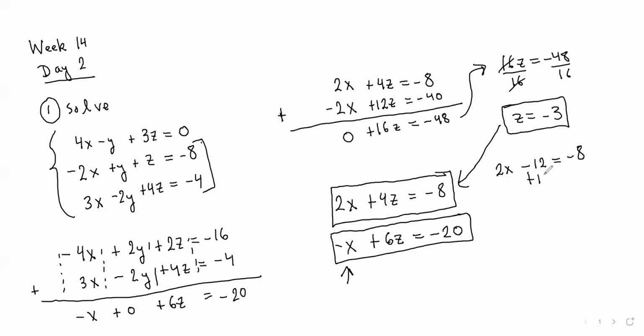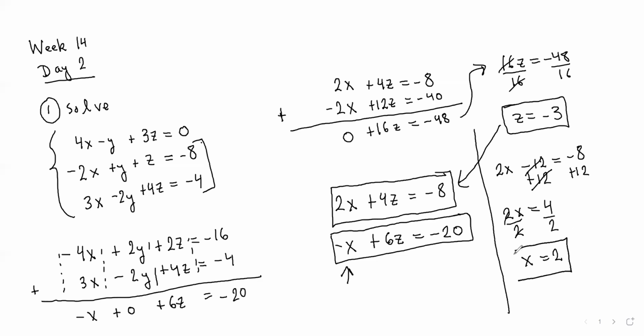And I'm going to add 12 to both sides. So this 12 and this 12 cancel. And so we have 2x equals, make sure I have everything neat, minus 8 plus 12 is a 4. And so to solve for x, we just divide by 2. Dividing by 2 on both sides, we get an x on the left. 4 over 2 is a 2. So we found the second variable: x equals 2.